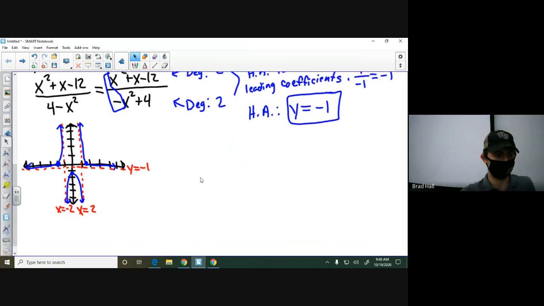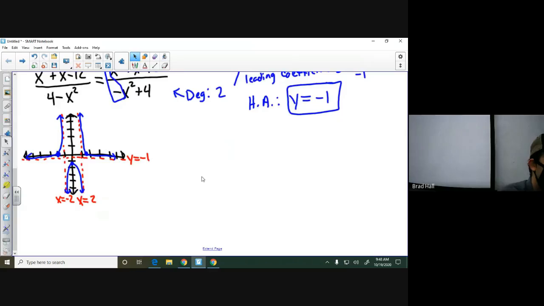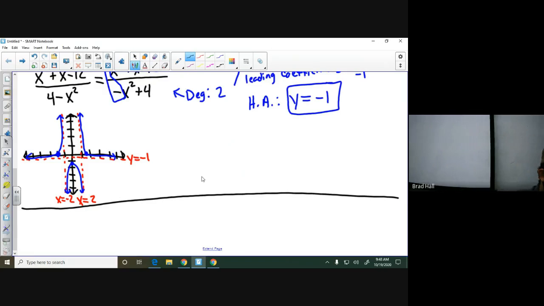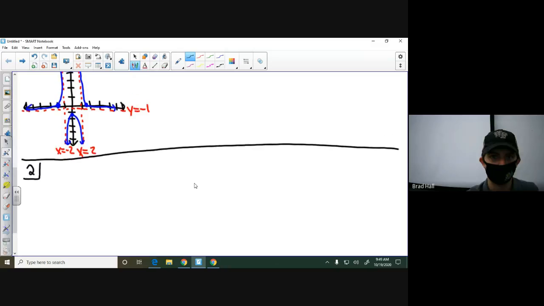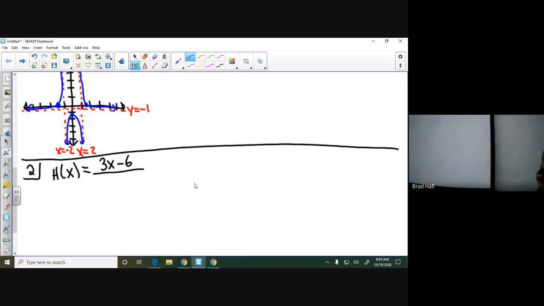If not, let's move on to the next problem. So we're moving on to problem 2 on page 18, which has the same directions, different function. It says here's a new function, which is equal to (3x - 6) divided by (16 - x squared).